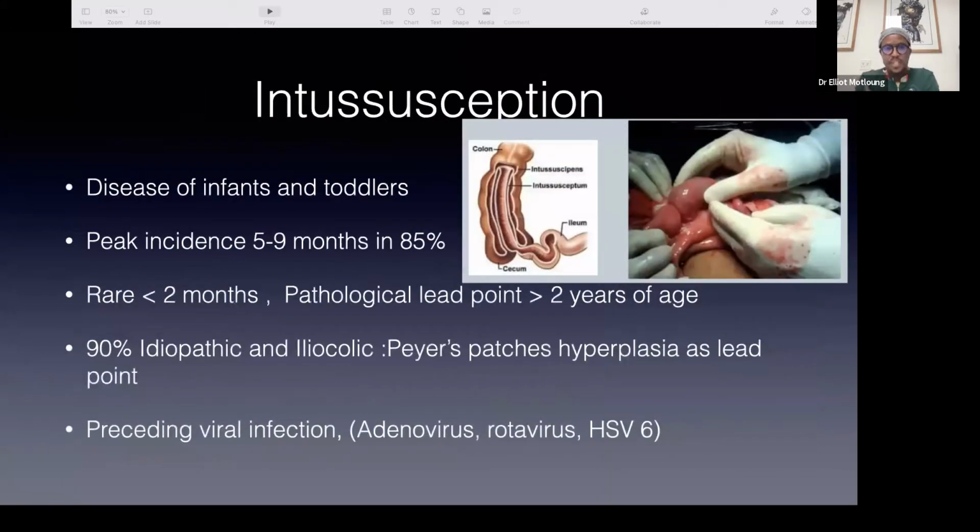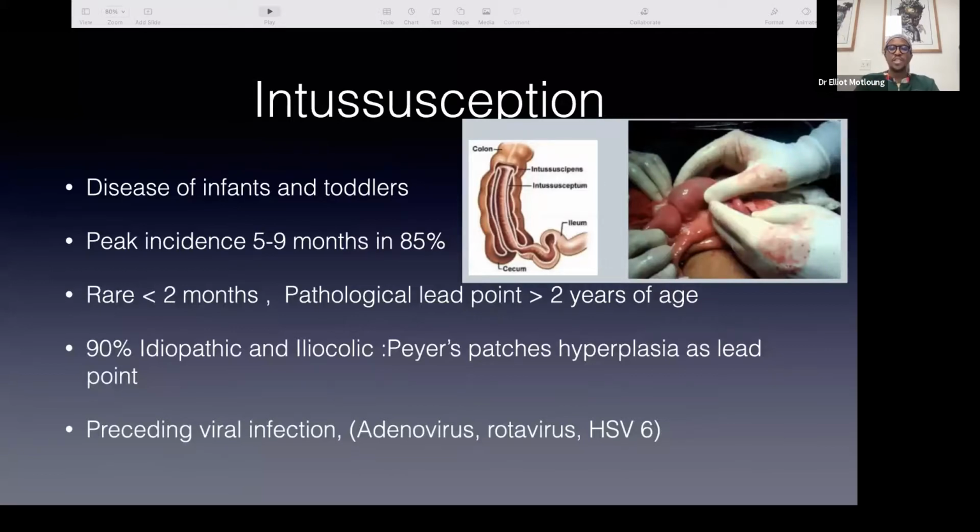The third topic that I will talk about is intussusception. As we know, intussusception is a telescoping of the proximal bowel into the distal bowel. So imagine your small bowel telescoping into itself and into the large bowel. It's usually a disease of infants and toddlers. We do not really see much of it beyond that time, because its peak incidence is between 5 to 9 months. This is about 80% of the patients you will see with intussusception. It's very rare in patients who are below 2 months old.